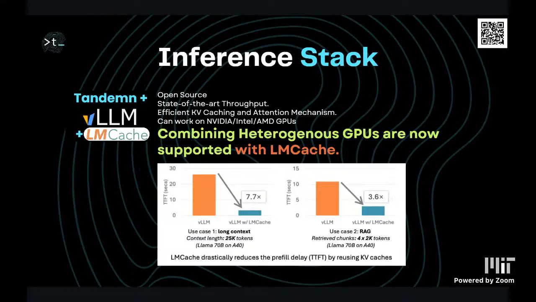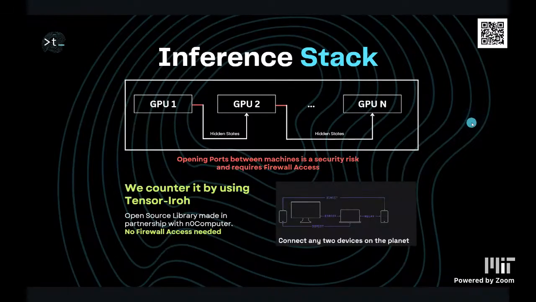So our Tandem plus vLLM plus LMCache can enjoy a really fast speedup compared to just using vLLM. And now I'm going to have Shwin talk about how we designed our networking protocol, which is again fully open source. Yeah, so hi everyone, I'm Chen Hao.